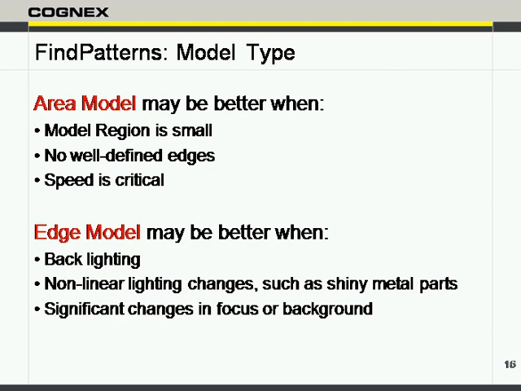The area model, as we said here in the slide, may be better for smaller areas and is not so well defined. Because an edge is looking for geometric shapes, but if it doesn't have so many geometric shapes, the area model would be a better choice to use. Now with the edge model, if you have a very well-defined edge, which backlighting would give you, that would be an excellent choice to use.